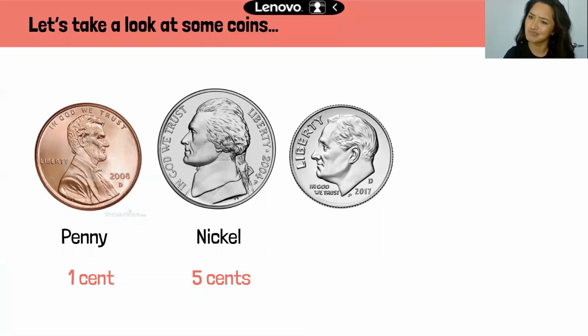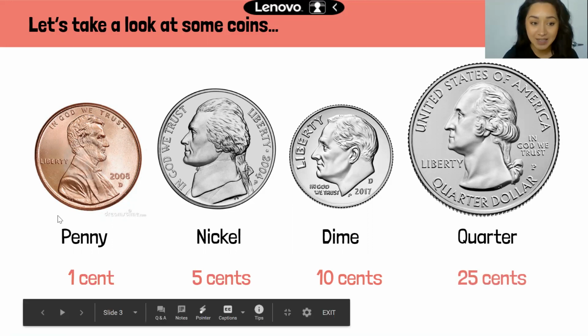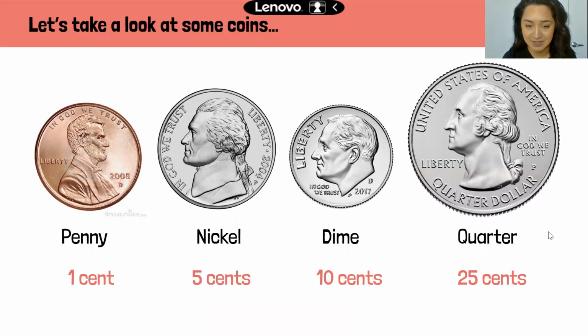What is this? Good. This is a dime, and a dime is worth how much? Good, 10 cents. And we have our humongo coin. What is this coin? A quarter, very good. And a quarter is worth how much? Good, 25 cents. We have a penny that's worth 1 cent. That's our smallest amount. We have a nickel, which is 5 cents. A dime, 10 cents. A quarter, 25 cents.